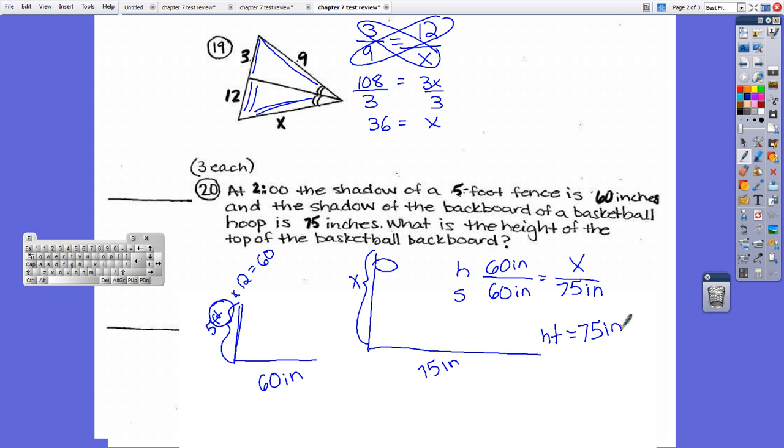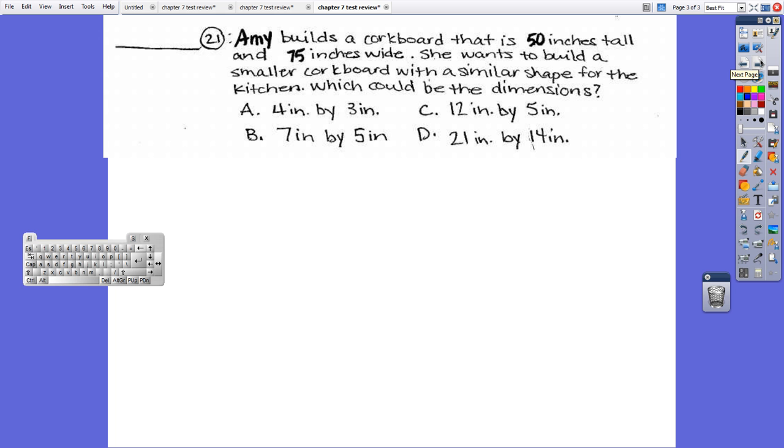And Amy builds a cork board that is 50 tall by 75 wide. She wants to build a smaller cork board with a similar shape for the kitchen, which could be the dimensions. This is just simply setting it up so that they're equal. Does 50 over 75 equal 4 over 3? Okay, that's all it is. It's just setting it up.